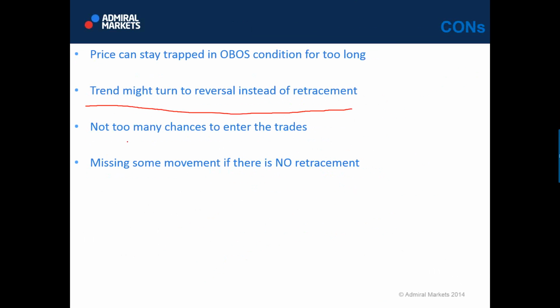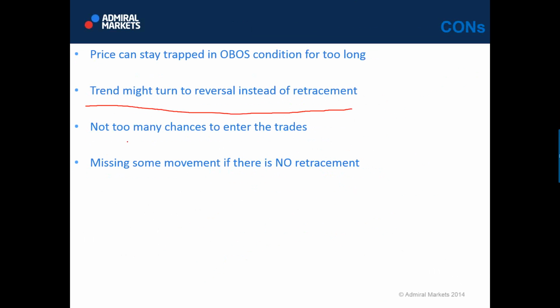Also, there are not too many chances to enter the trades. So this is not for the impatient. If you go with standard trend retracement patterns and you are doing it on a 1 hour chart, then you need to wait because price needs to pull back. So if you were patient enough, as you saw, you could have made 100 pips today. If you were impatient, then maybe you were stopped out, maybe you didn't take trades, but patience is always required.